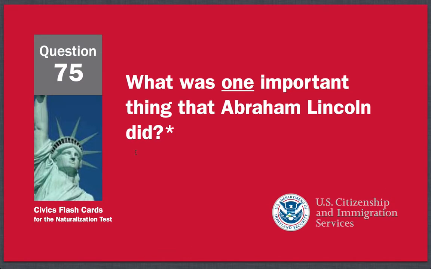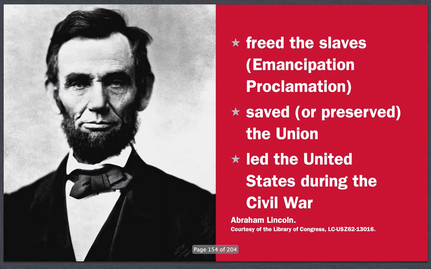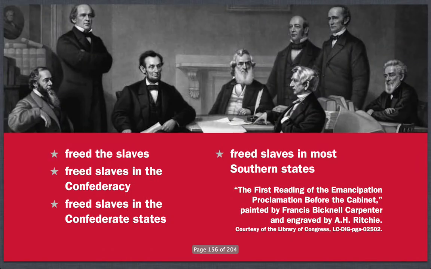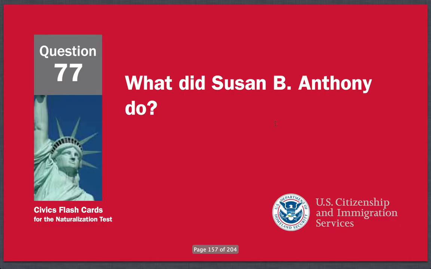What is one important thing that Abraham Lincoln did? He freed the slaves. That's what he's very known for, and he saved the Union. That means the unification of those two parts. And he led the United States during the war. What did the Emancipation Proclamation do? It freed the slaves in the Confederate States.